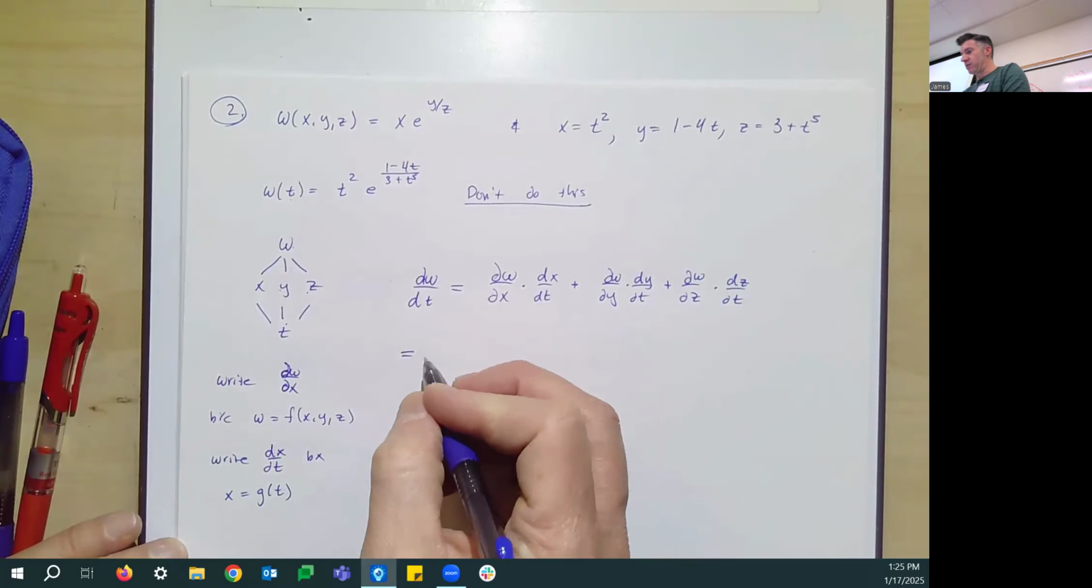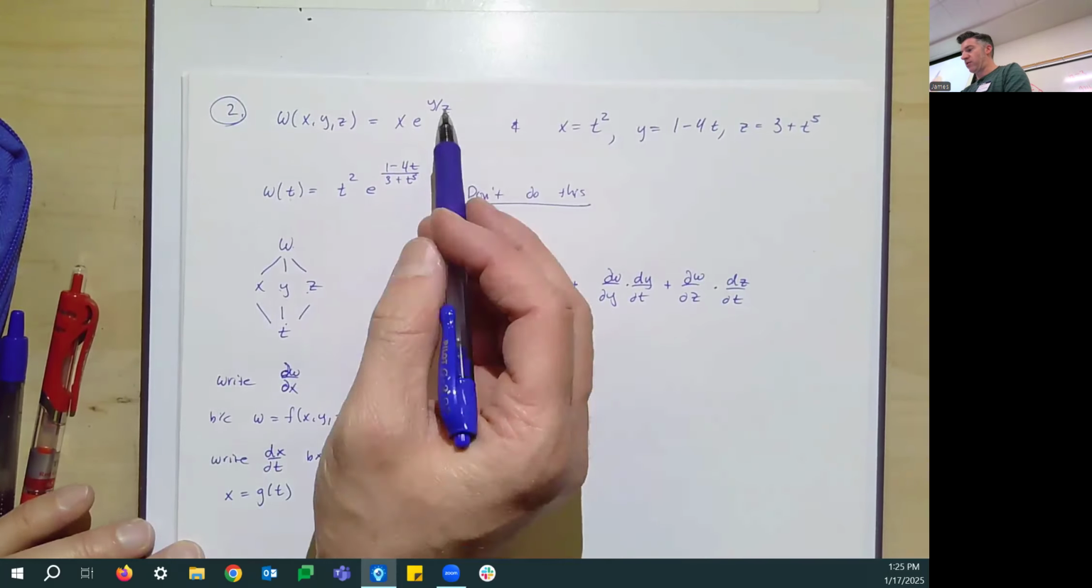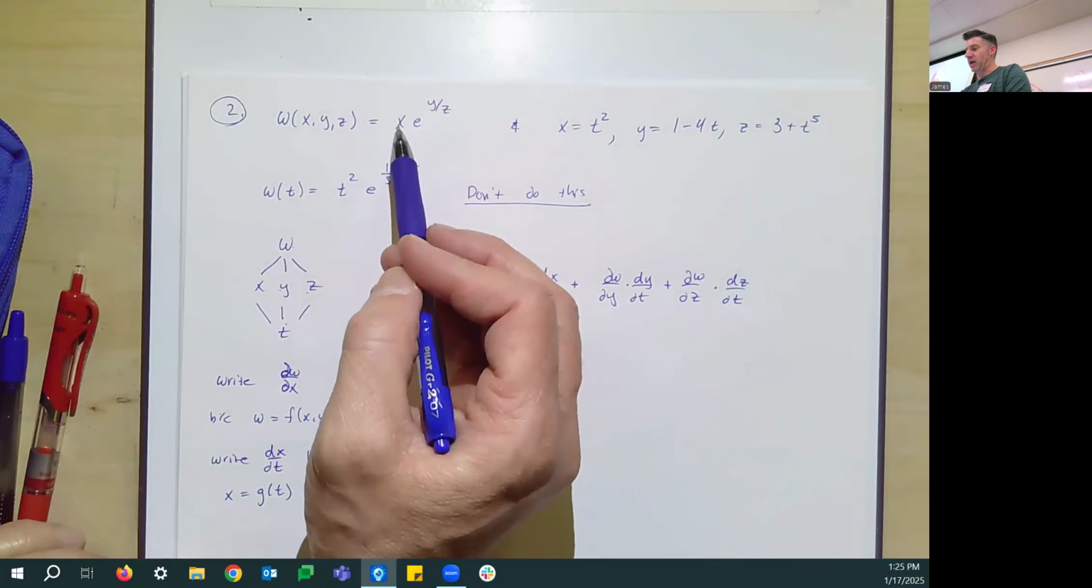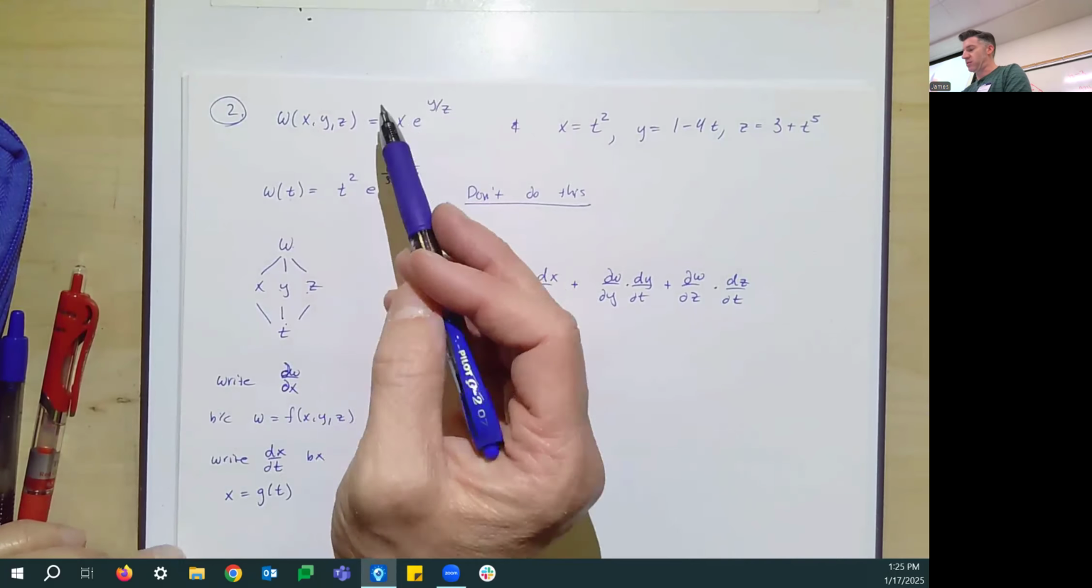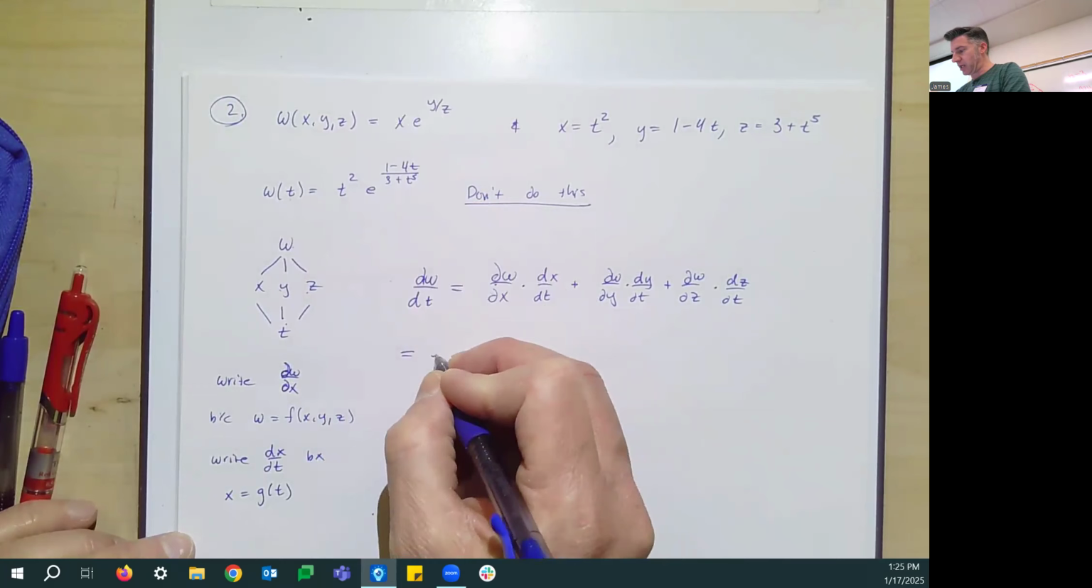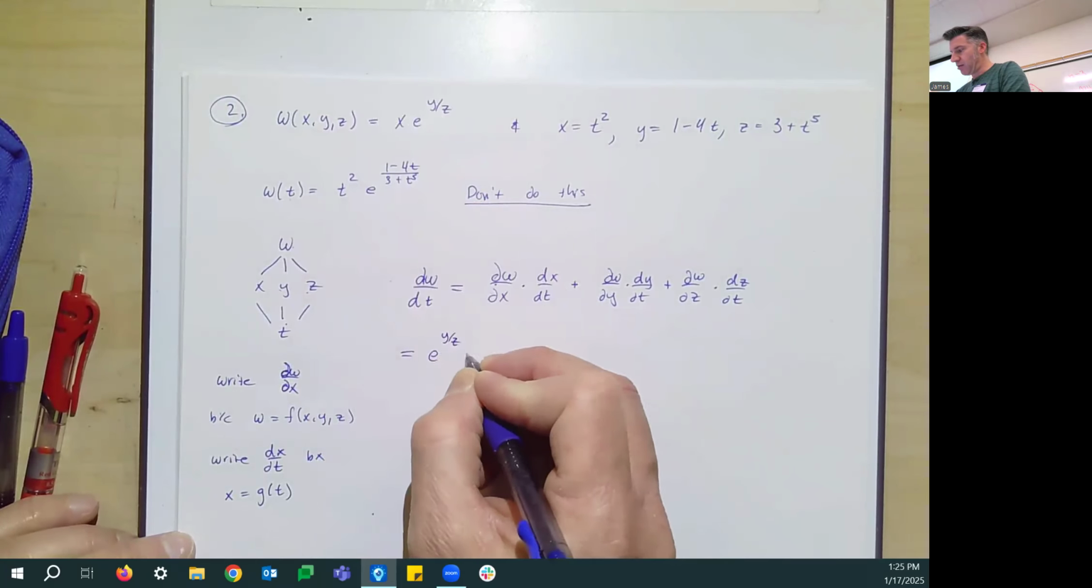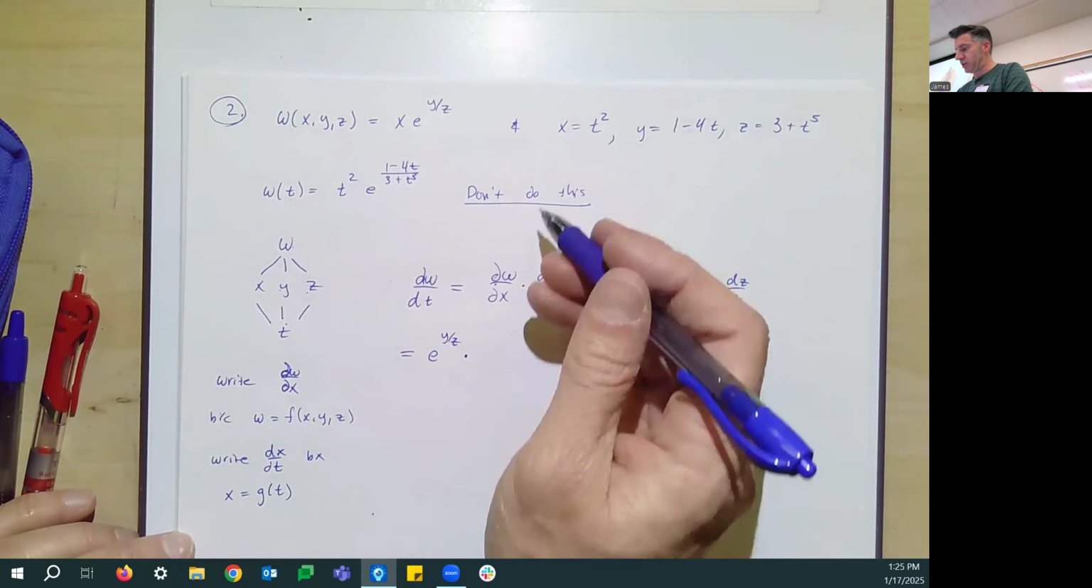So let's see what we've got here. Del W del X. So the partial of this with respect to X, great. We have X times a constant as far as X is concerned. So that's going to be 1 times e to the Y over Z multiplied by dx dt, which is 2t.